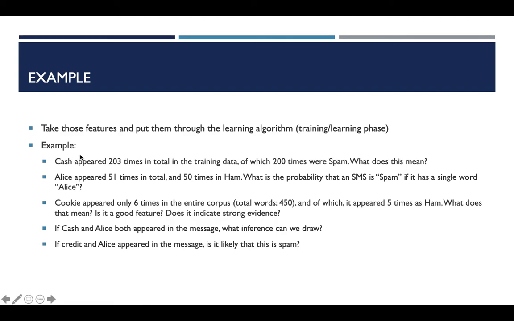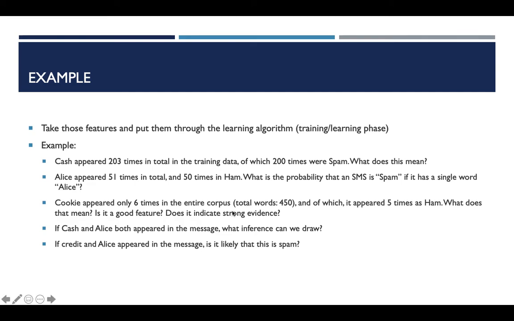And so we'll put those through the learning algorithm in its training or learning phase. And we might see something like the word cash appeared 203 times in total in the training data, and 200 of these were spam. So what does that mean? Well, that means that if you see the word cash in your test data later on, it's almost certainly going to be spam, probably like 99% probability, something like this. And then we also see that Alice appeared 51 times in total, 50 times of that was ham. So if we get a message or an email that has the word Alice, it's probably ham.